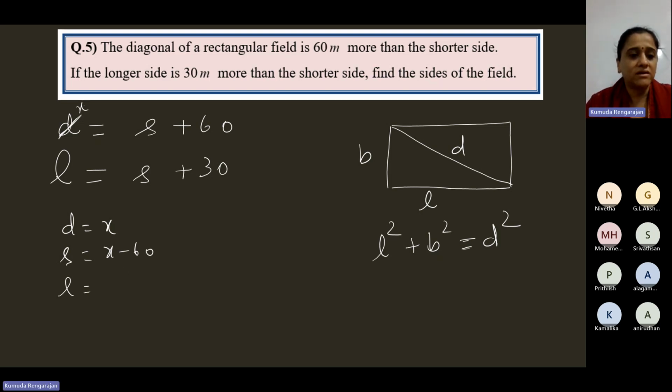Then what is L? What is S? X minus 60. So L will be x minus 60 plus 30. That means x minus 30.